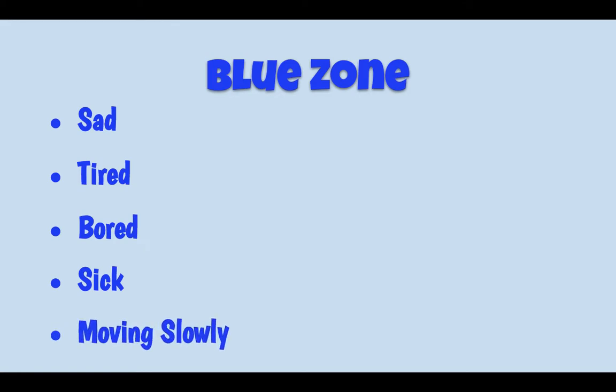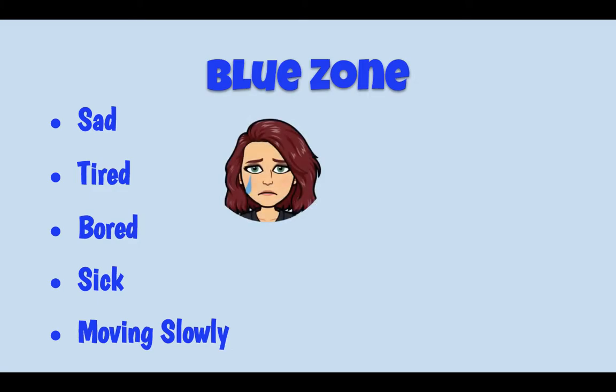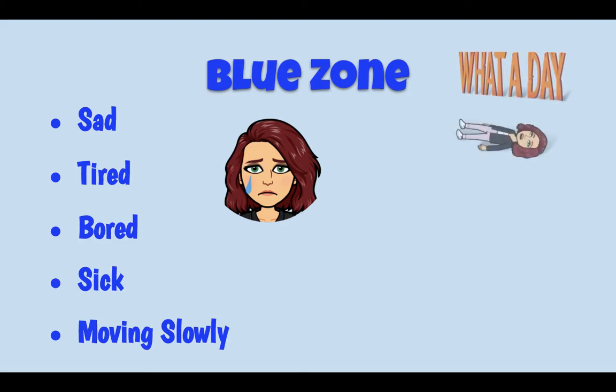So we will see sad, depressed, tired, sleepy, bored, sick, not feeling well, and moving slowly. So with sad, we might see somebody with tears, a frown on their face, their eyes maybe watery.